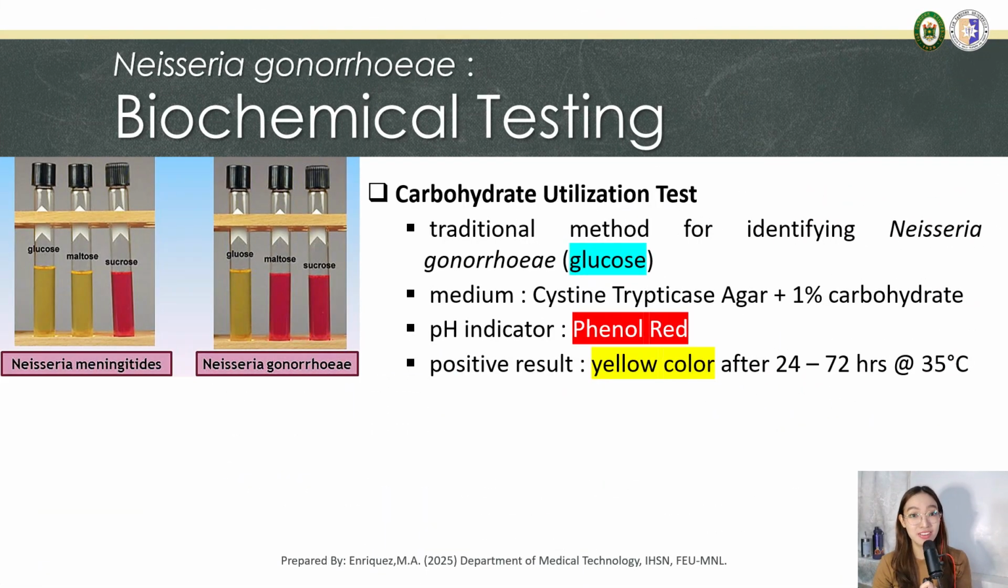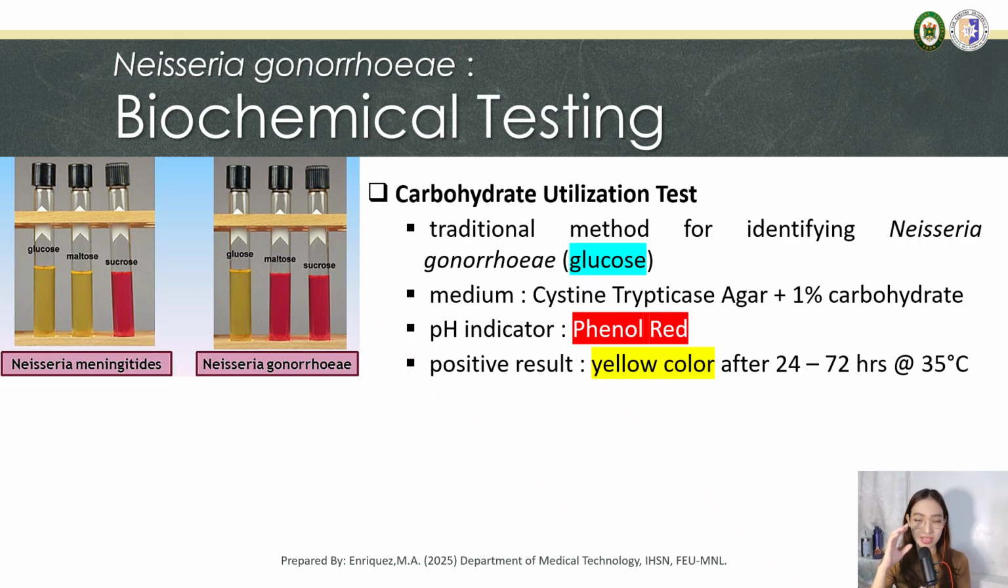The traditional method for the identification of Neisseria species was carbohydrate utilization in cysteine trypticase agar, or CTA, which would contain 1% of the individual carbohydrates and phenol red as a pH indicator. So each tube of CTA would contain either 1% glucose, 1% maltose, 1% sucrose, or 1% lactose. If the organism uses the given carbohydrate, acid production would happen, and that is indicated by a yellow color that is observed within 24 to 72 hours.